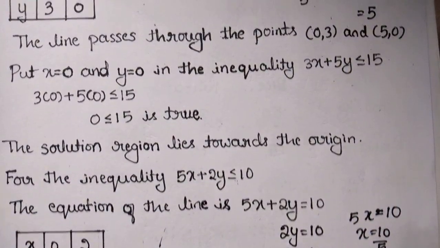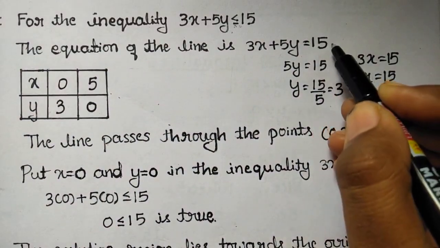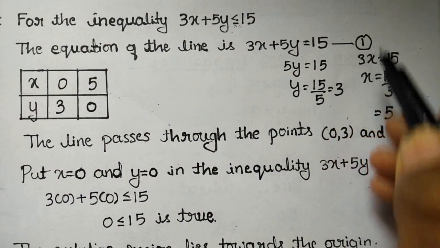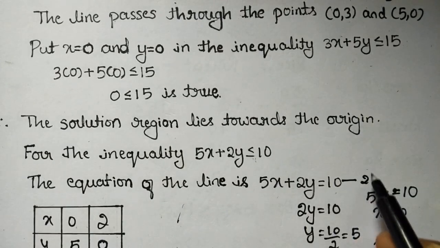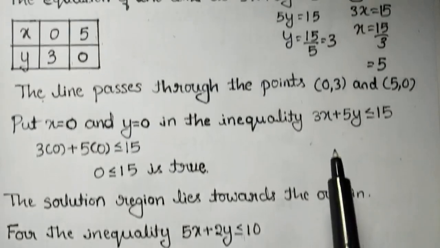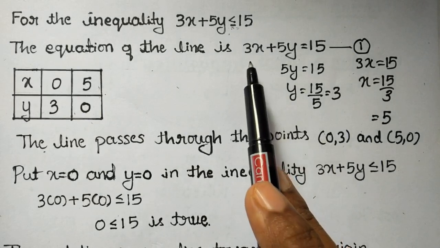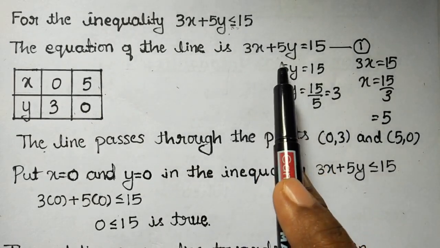Let us consider the equation of the first line as equation 1, and the equation of the second line as equation 2. The coefficients of x and y in equation 2 are 5 and 2. In equation 1, the coefficients are 3 and 5. The coefficients are not equal.